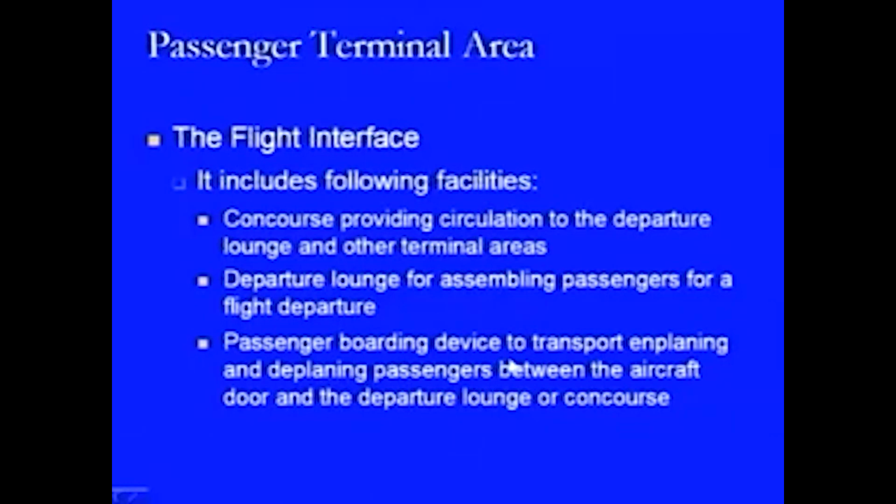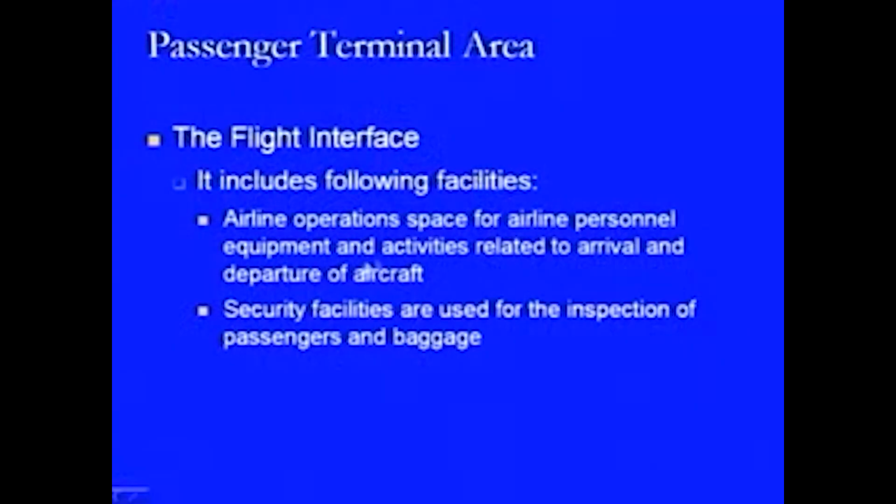Then passenger boarding devices need to be provided, so that the passengers can move into the aircraft, and there may be different types of things like the stairways or the departure lounge concourse which gets connected from the departure lounge to the plane. So, such types of devices will need to be provided. Then there will be airline operation space for airline personnel, equipment, and activities related to arrival and departure of aircraft. Then the security facilities are used for inspection of passengers and baggage.